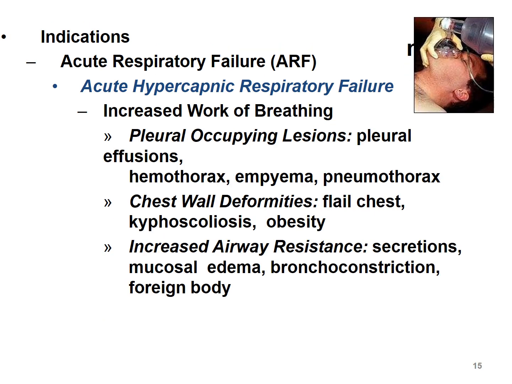Then the third one in type 2 respiratory failure is increased work of breathing. It may be caused by pleural occupying lesions like pleural effusions, hemothorax, empyema, or pneumothorax. Then chest wall deformities like flail chest, kyphoscoliosis, or obesity. Flail chest means that symmetry will not be there, resulting from rib fracture.